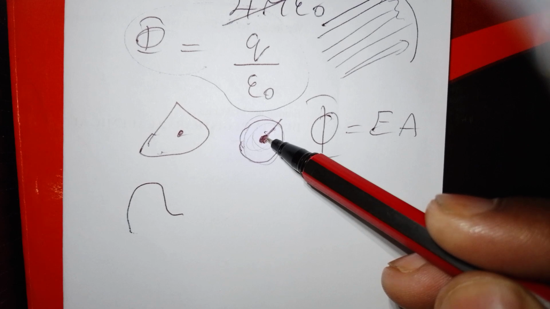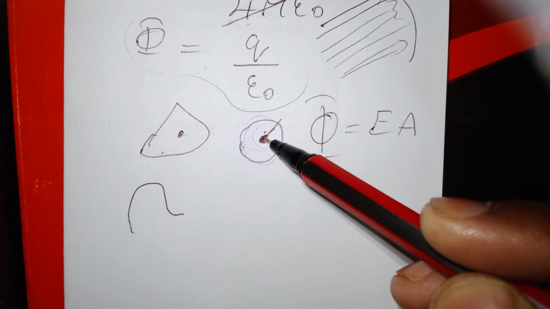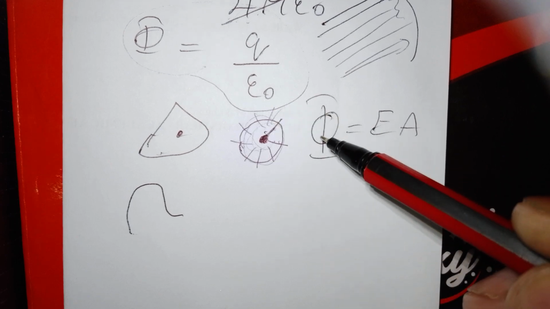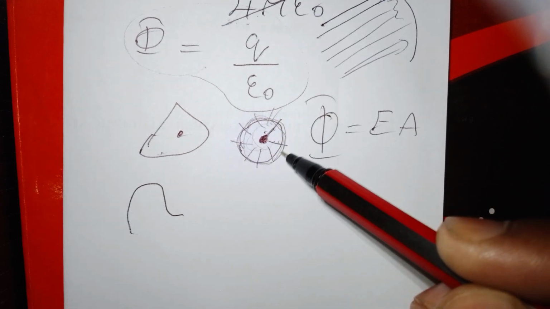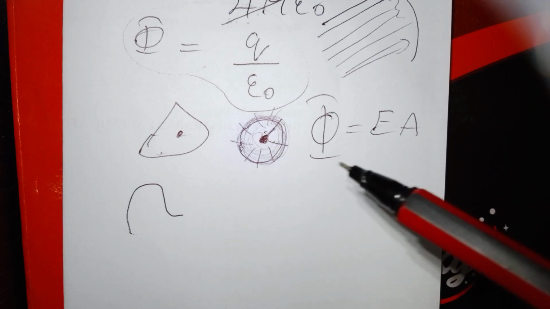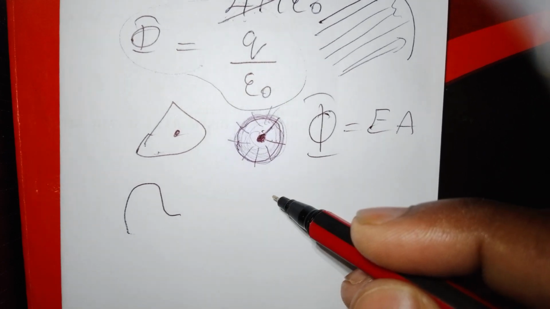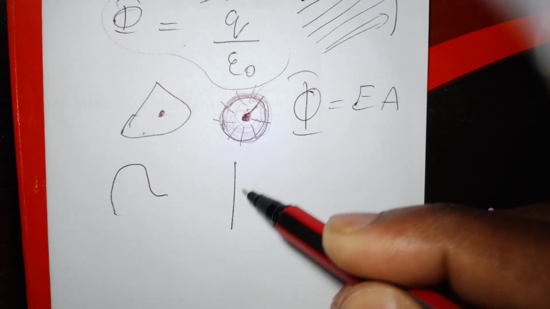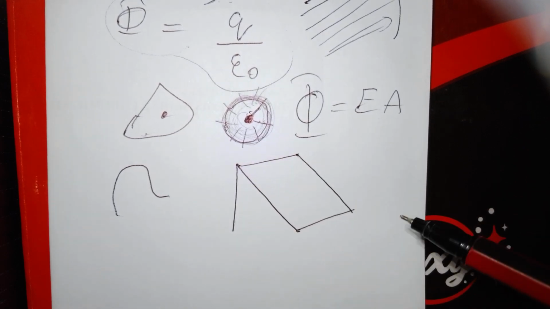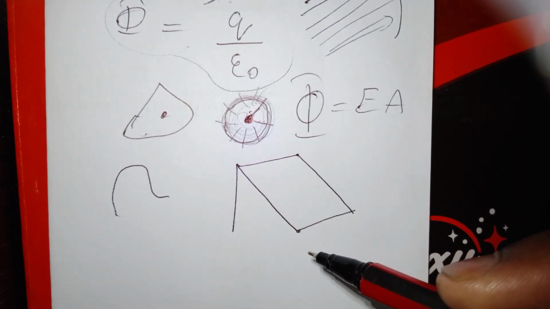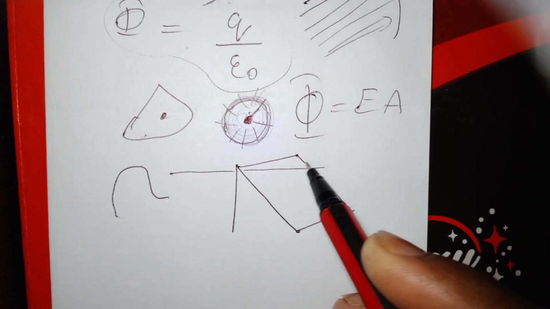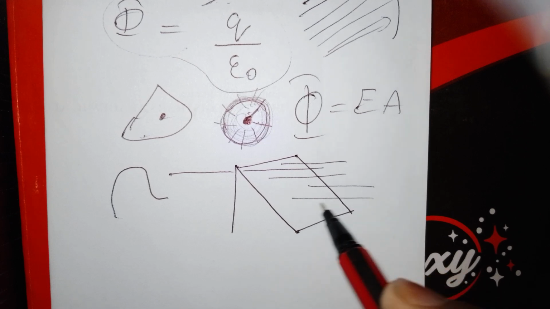Because there's a charge inside, the electric field lines will definitely have to pass through in that manner. They'll pass through that area that you have right there, because that's what the electric flux is. Now imagine you've got a triangle. Okay, this is what you have, and then electric field lines pass through like so.